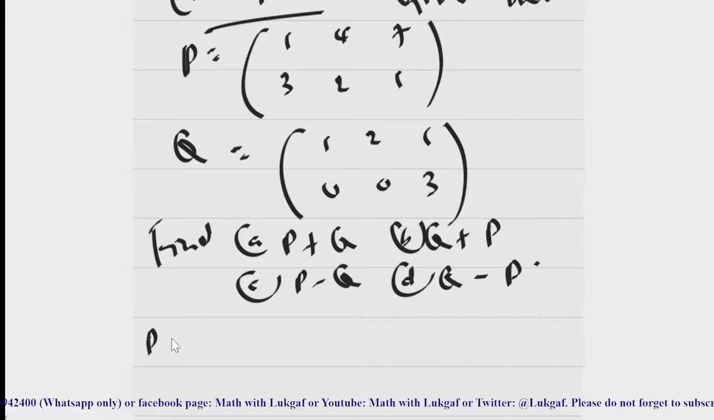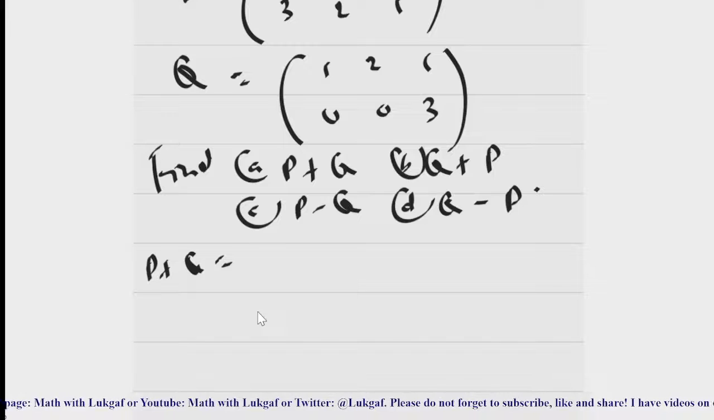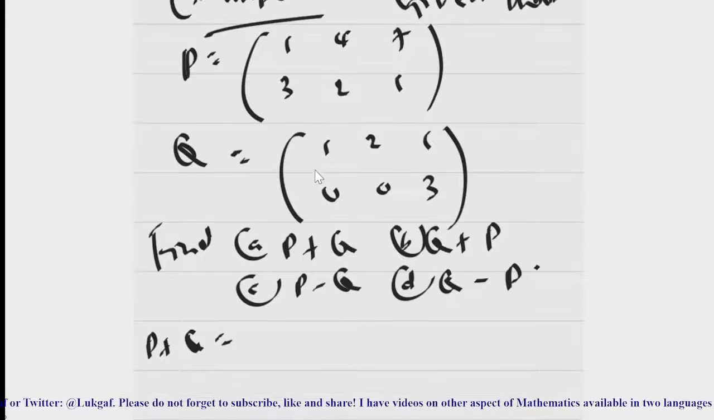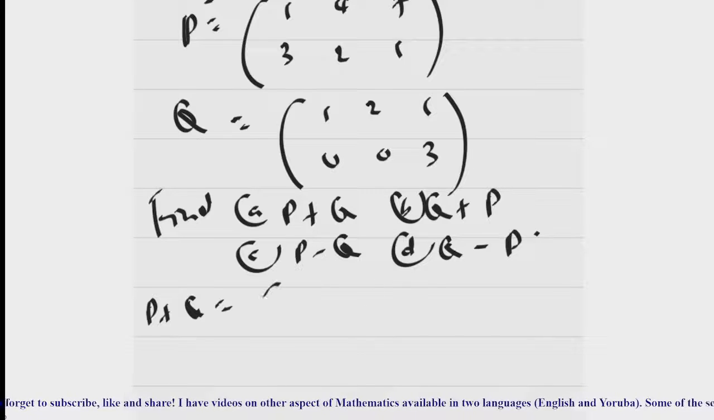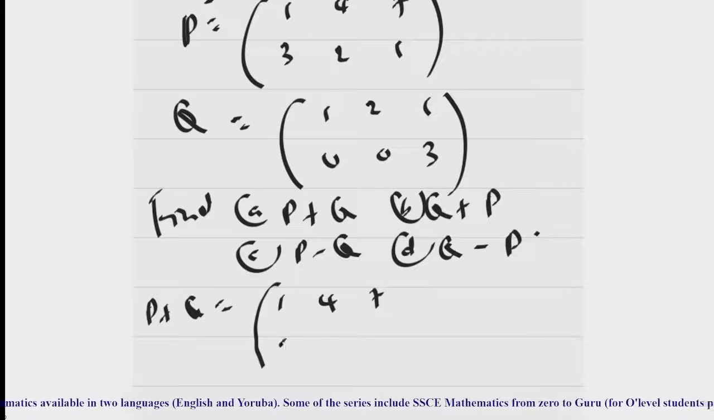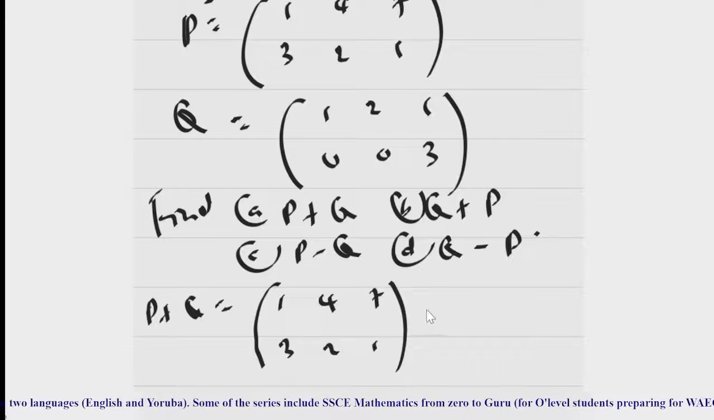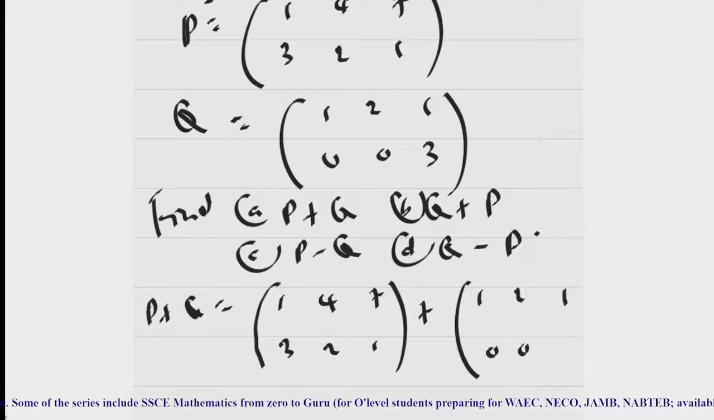Okay, the first question says P plus Q. So you take P. What is matrix P? Recall, before you can add two matrices together, they must be of the same order. That is, you have the same number of rows and columns. The order of the first matrix must be the same as the order of the second matrix. So P is 1, 4, 7, 3, 2, 1, then plus 1, 2, 1, 0, 0, 3.